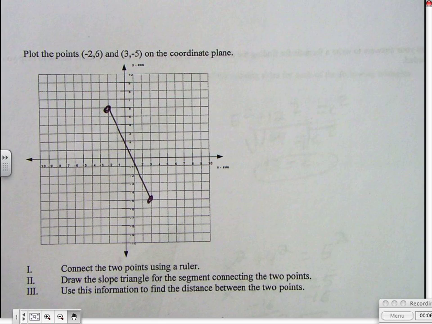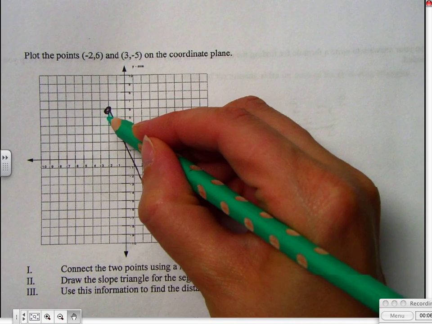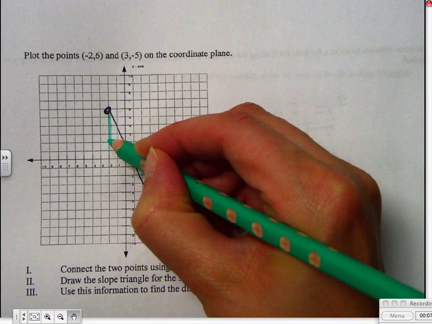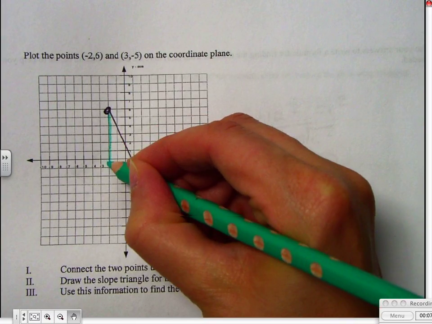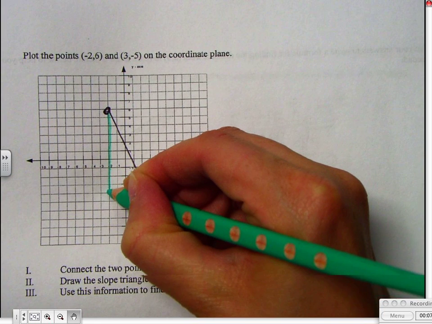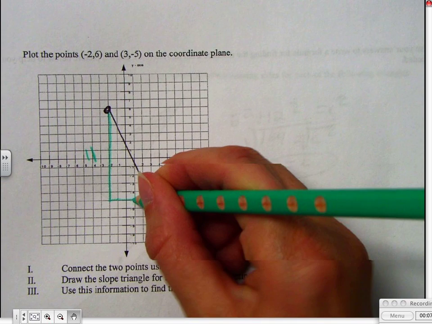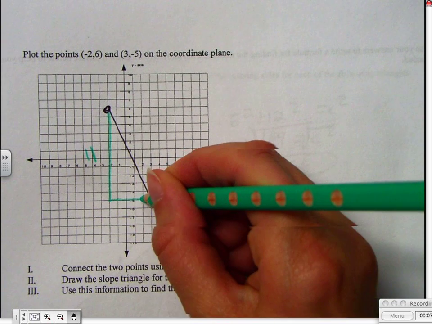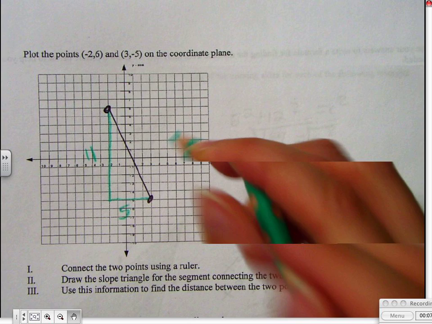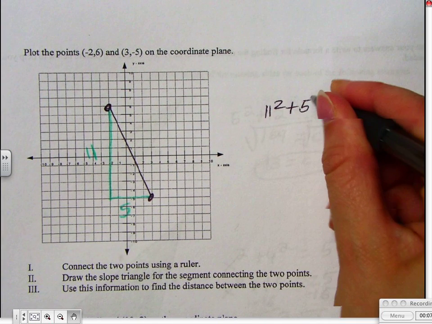And then we are going to make our slope triangle. We're going to go down 1, 2, 3, 4, 5, 6, 7, 8, 9, 10, 11. And we're going to go over 1, 2, 3, 4, 5. Okay. So it's going to be 11 squared plus 5 squared equals c squared.